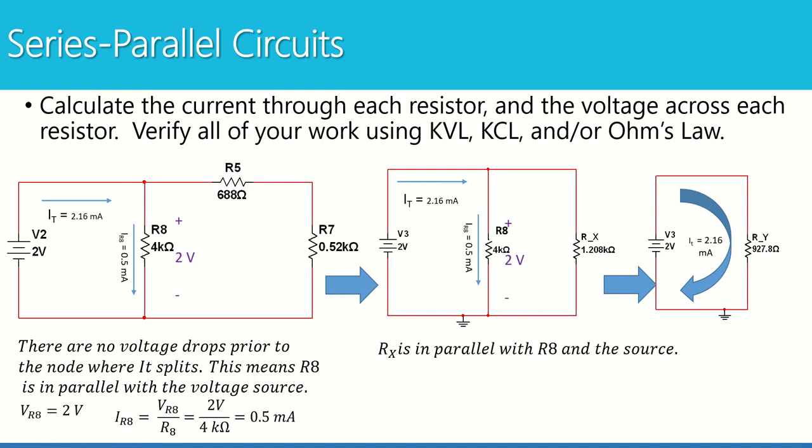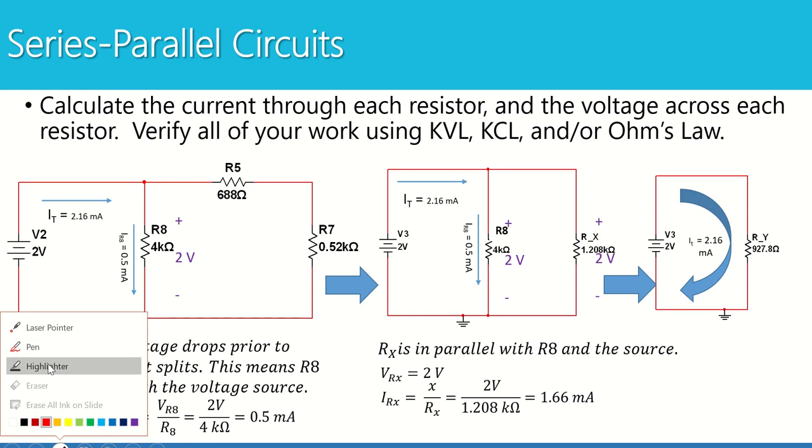So if I know the voltage for Rx, I can find the current for Rx using Ohm's law. So the current for Rx, oh, that should say voltage, not X right there. The current for Rx is your 2 volts divided by the value of Rx. If I find the current for Rx, I've also found the current for what Rx replaced.